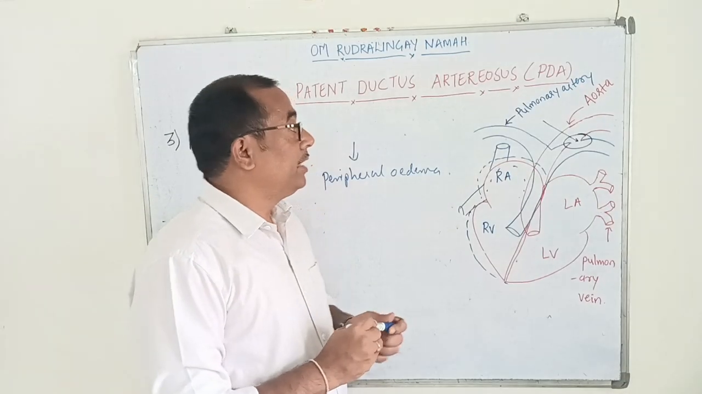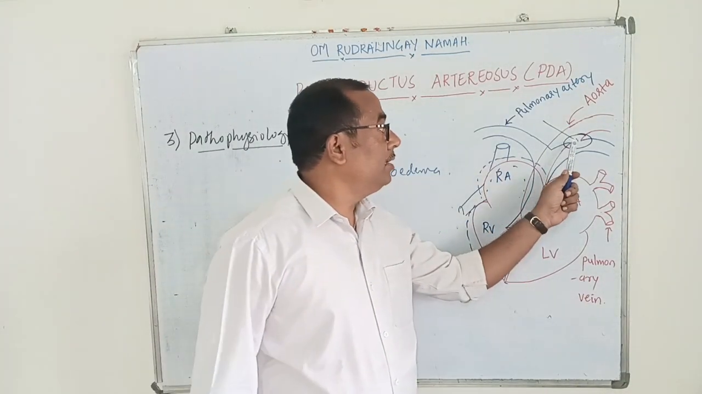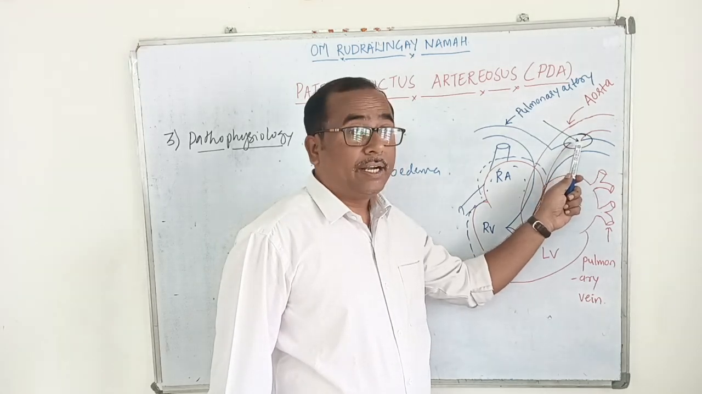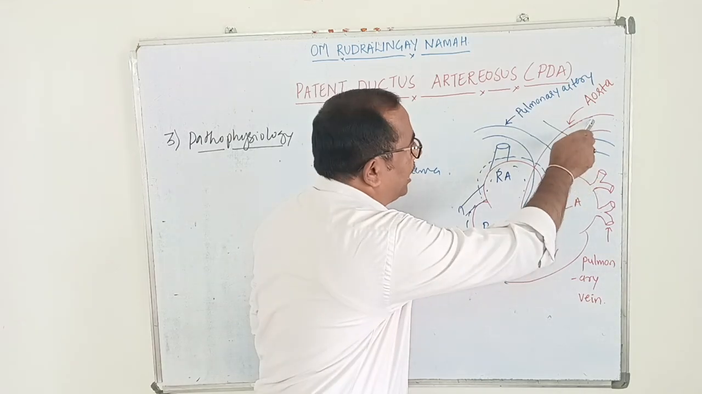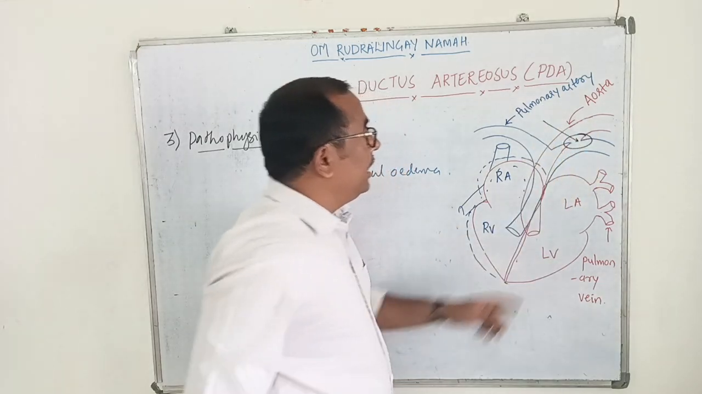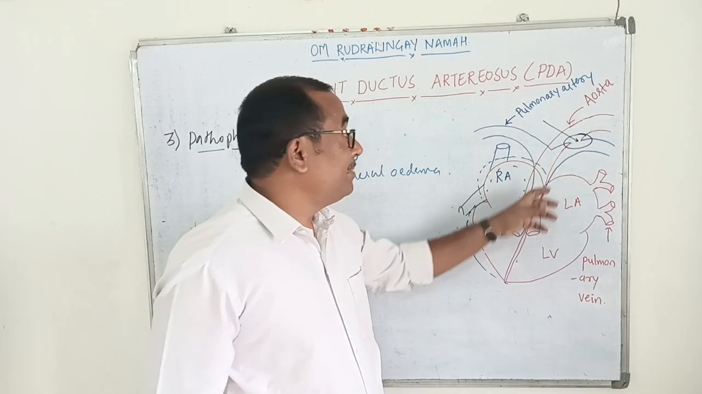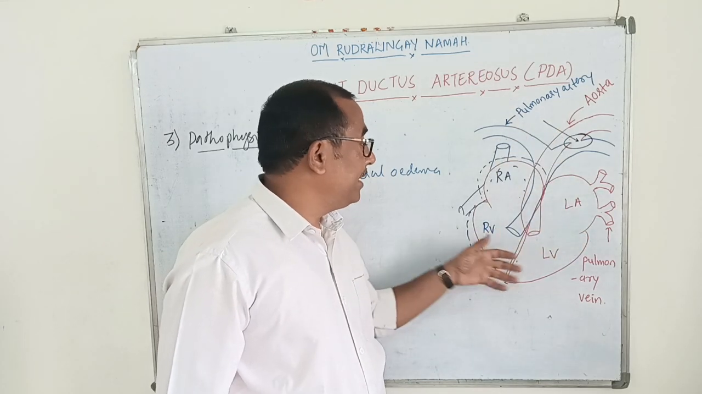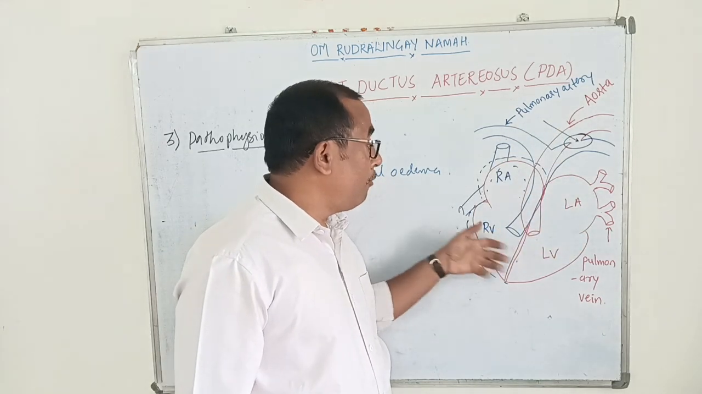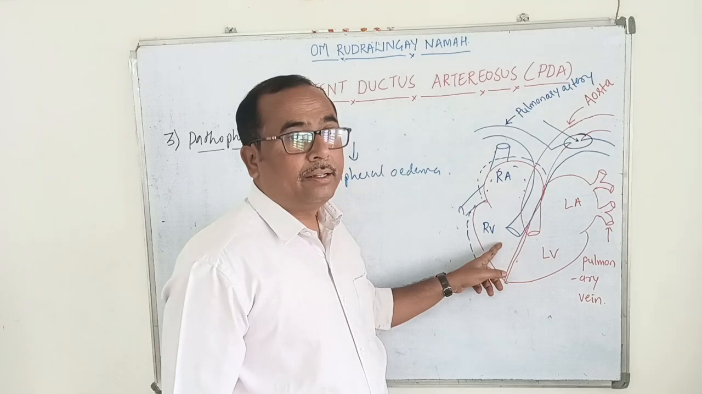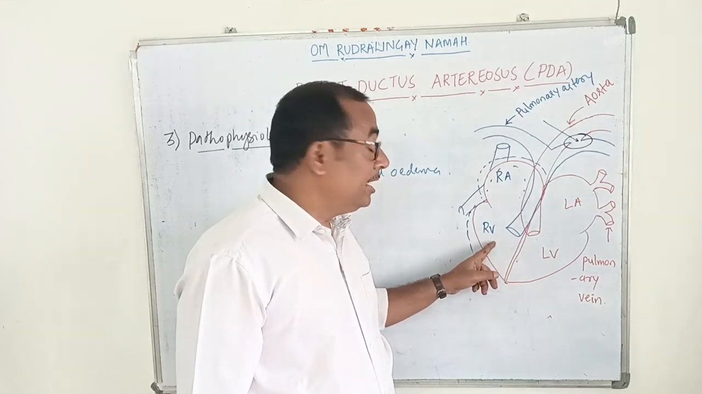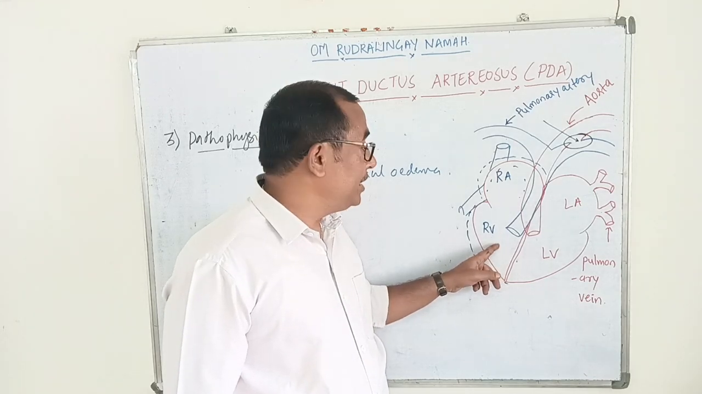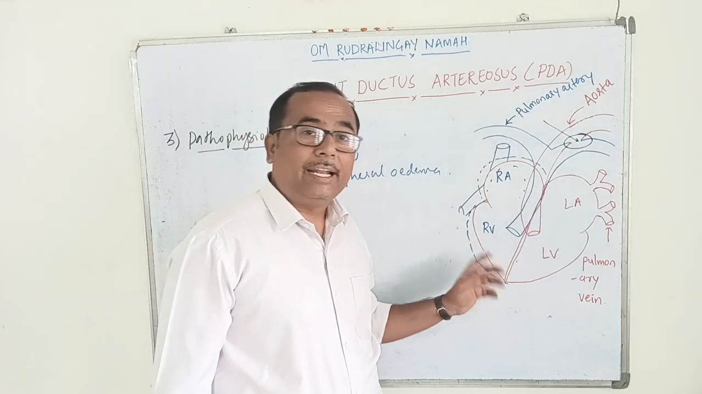What happens here? Due to etiological factors, it will give rise to patent ductus arteriosus, that is a special defect. Because of this, there is shunting of blood from the aorta, with high pressure, to the low pressure in the pulmonary artery. Because of this shunting, there is increased resistance in the forward flow of blood from the right ventricle. So the pressure and volume in the right ventricle increase, and finally it leads to right ventricular hypertrophy and hyperplasia and right ventricular enlargement.